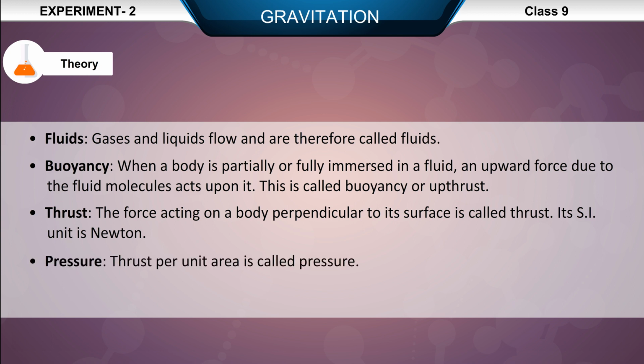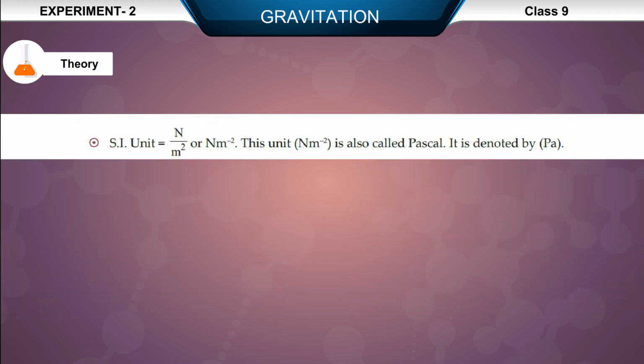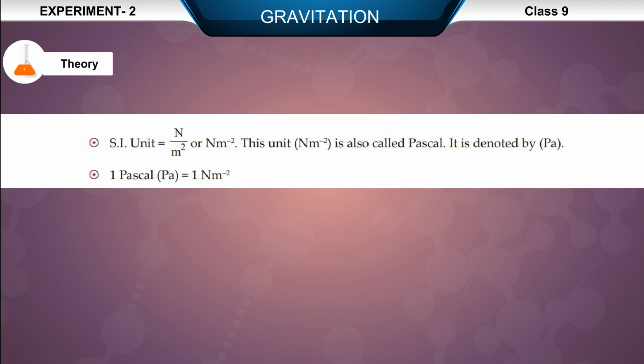Pressure: thrust per unit area is called pressure. Pressure is equal to thrust divided by area. Its SI unit is N divided by m square, or Nm to the power minus 2. This unit, Nm to the power minus 2, is also called Pascal. It is denoted by Pa. 1 Pascal is equal to 1 Nm to the power minus 2.